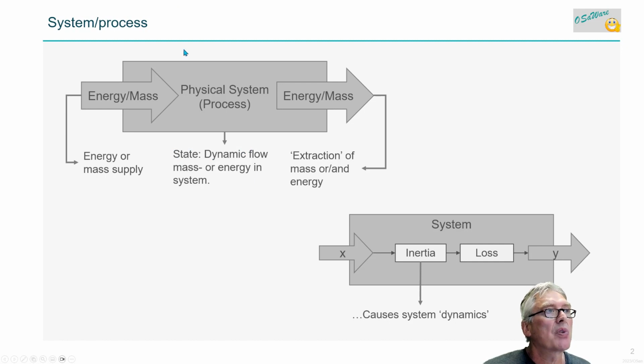So, system or process. What we have here is a system or process that we maybe want to control, or usually what we do in automation is we control it. So we add energy or mass to our process and we get energy or mass out of the process. And the state of the process, the dynamic flow of mass and energy in the system, that's the dynamics. And what causes the dynamics is system inertia.